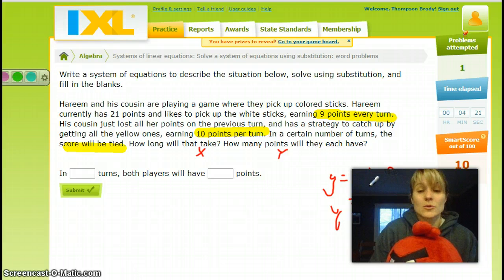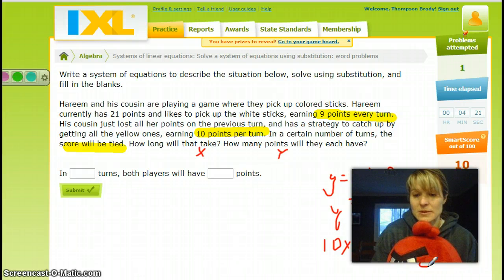Okay. So again, we can do the graphing or we could do substitution. This says y equals 10x. So wherever there's a y, I can put in 10x. So if I want to do substitution, I'm going to replace this y with 10x. So that's going to give me 10x equals 21 plus 9x.